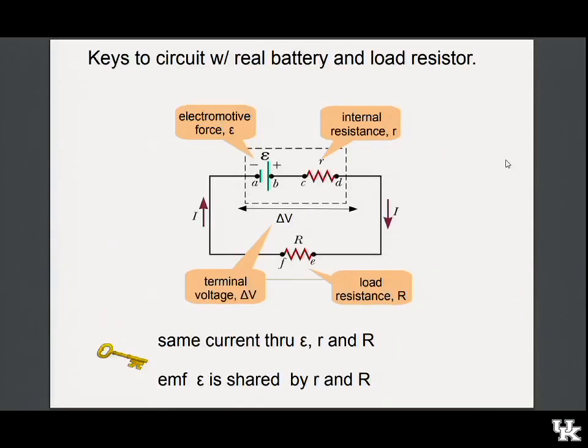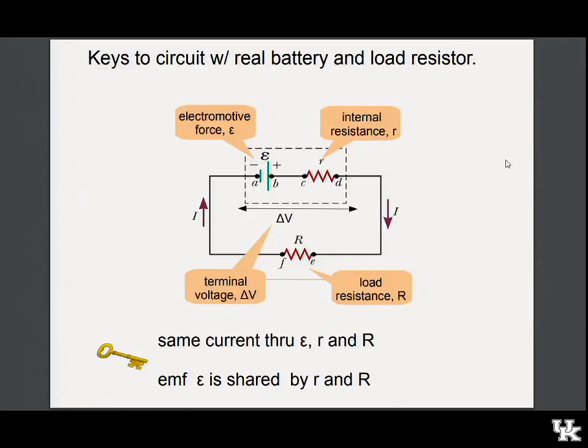So I just want to talk about the real battery circuit a little bit. So here's that same circuit. I've redrawn it here. What are the keys to understanding this circuit, to being able to do calculations with this circuit? There's two real keys to understanding this circuit and calculating with this circuit. I've written them down here. So the first key is that there's a current flowing around that circuit. That current flows, that charge flows through the battery, through its internal resistance, and through the load resistance.